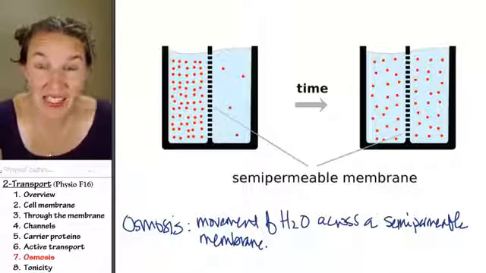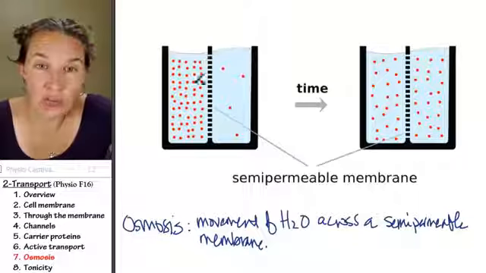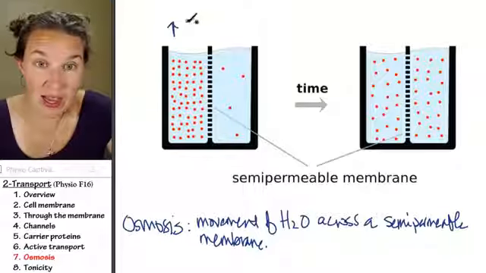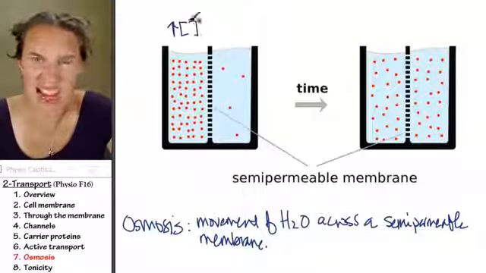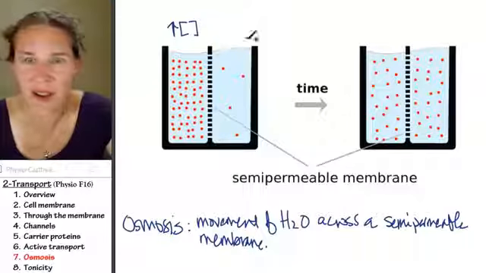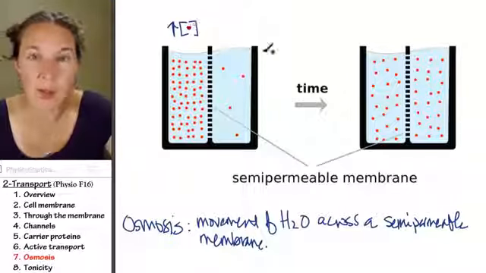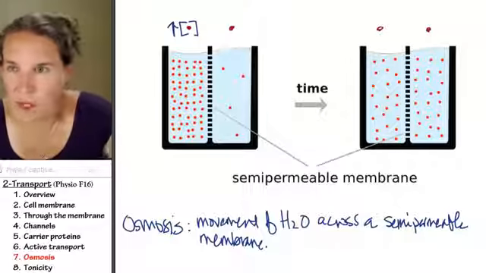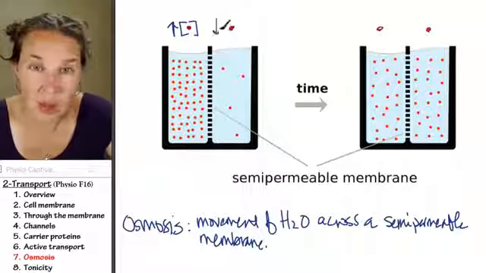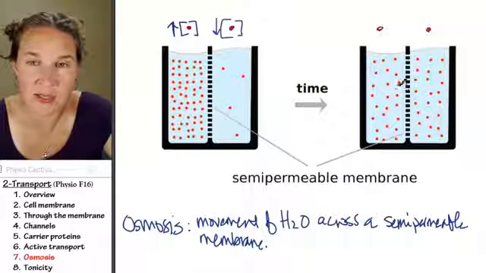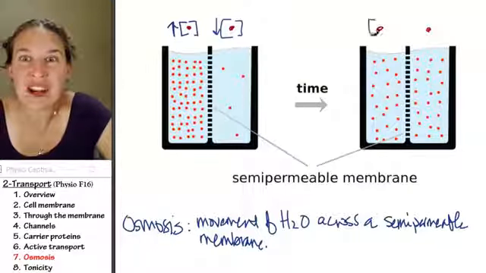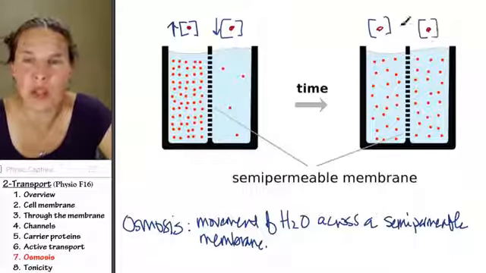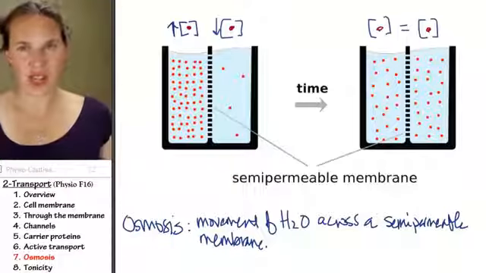And in fact, look at this. My particles did diffuse. We had a high concentration over here, a high concentration of red dots, and we have a low concentration of red dots over here. And then what happens to my concentration of red dots after the red dots diffuse? The concentrations are equal, right?